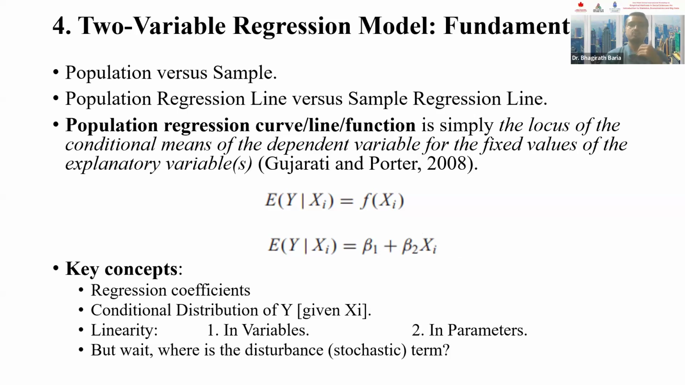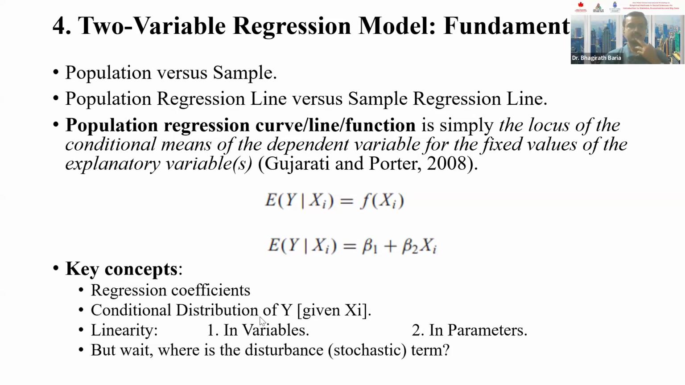Like I gave you the example yesterday: if I stop earning income, it doesn't mean my food consumption will become 0. Food consumption is a function of income, but even if income is 0, food consumption will go on. That's the beta 1 value, the minimum value. So those are the regression coefficients, beta 1 and beta 2. They show the impact of the x variable on y. Beta 1 is the constant term. It shows the minimum or constant value of y when all x variables are absent.